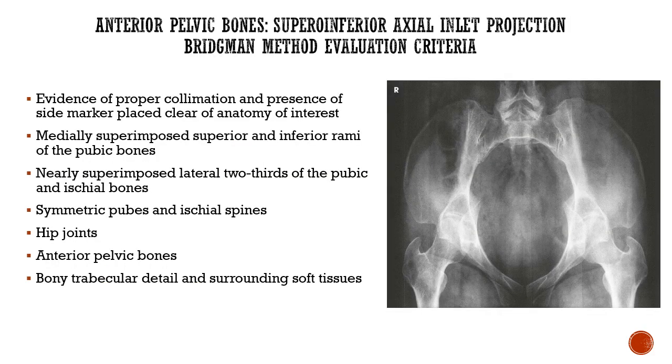In this image, we're taking a look at the inlet. So we're taking a look at that brim, otherwise called the superior aperture, but that's what the goal is. And we're going to look for any fractures along that area. We want the symmetric pubes and the ischial spines, and we want the hip joints to be visualized as well. This concludes our lesson on the pelvis and the hip.